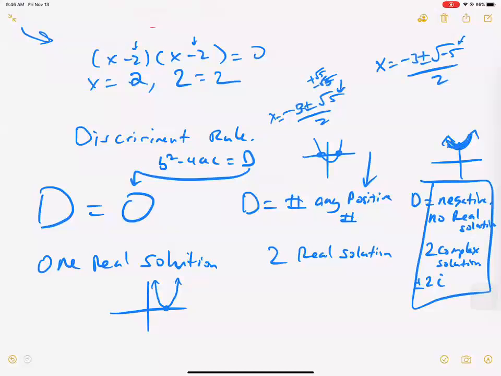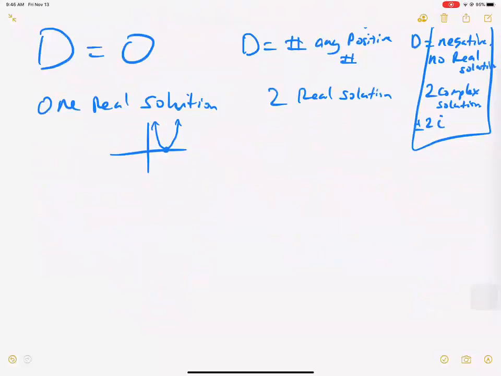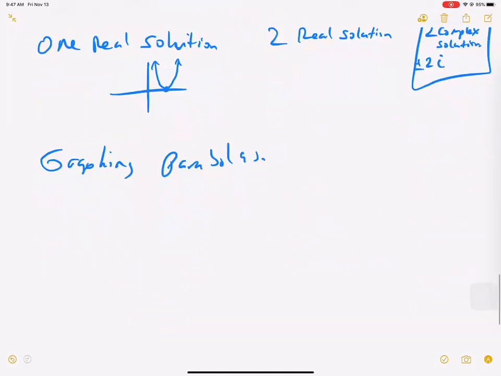Okay, the last step here is going back to the graphs of parabolas. I just want to give you one last thing about graphing parabolas. There are some cheap tricks.